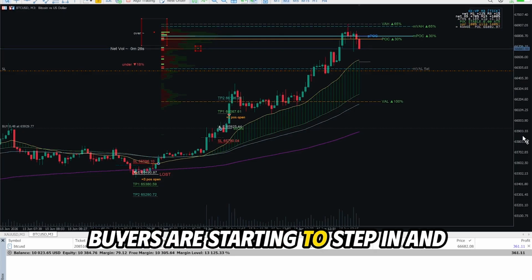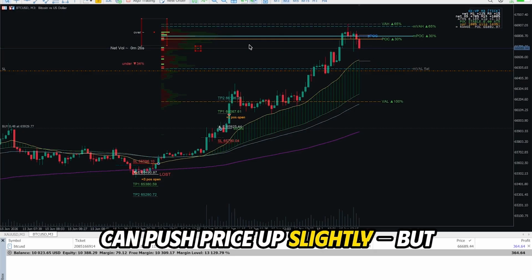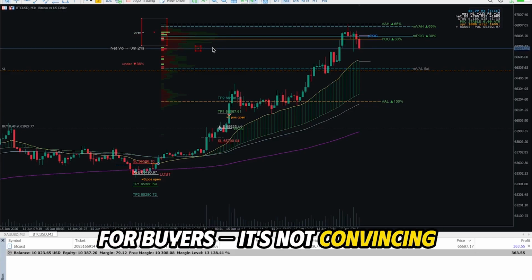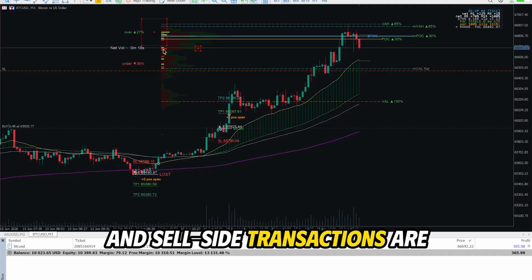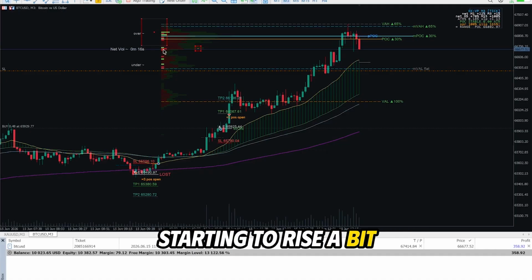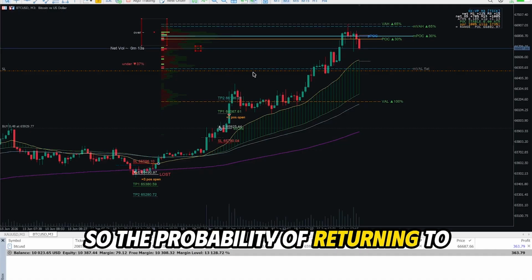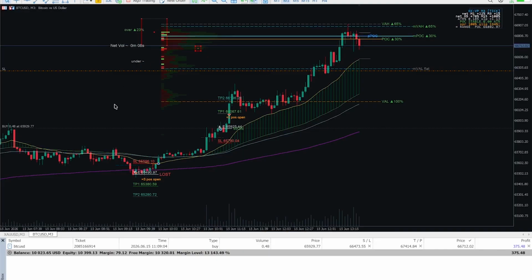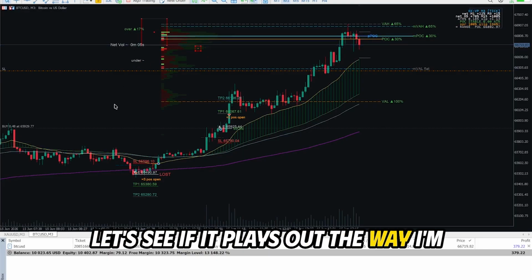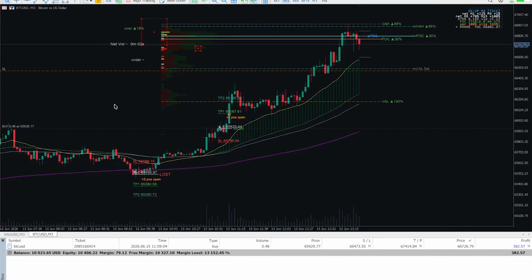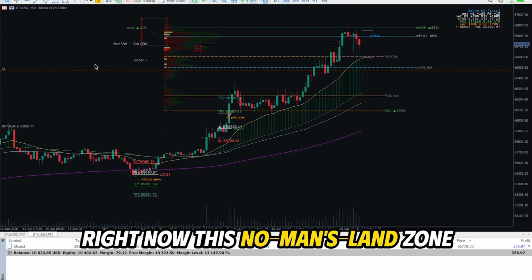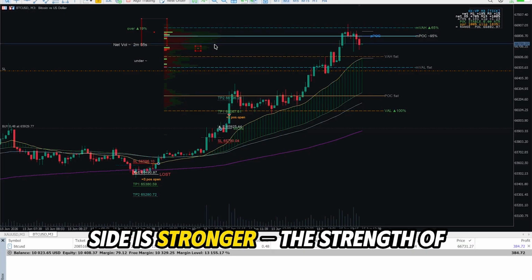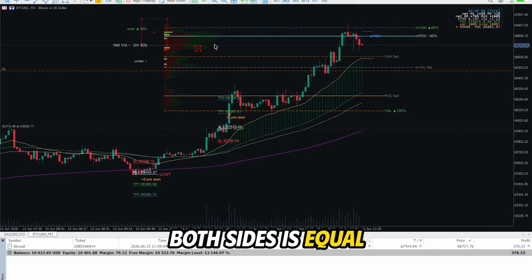Buyers are starting to step in and can push price up slightly, but clearly this position is very weak. For buyers, it's not convincing. And sell side transactions are starting to rise, so the probability of returning to this bottom is higher. Let's see if it plays out the way I'm watching. Right now, this no man's land zone is completely dark because neither side is stronger. The strength of both sides is equal.